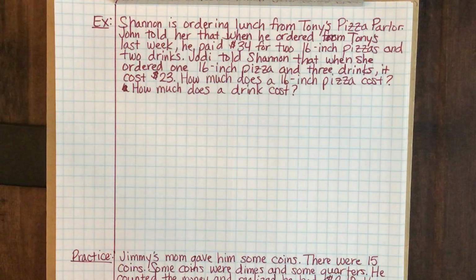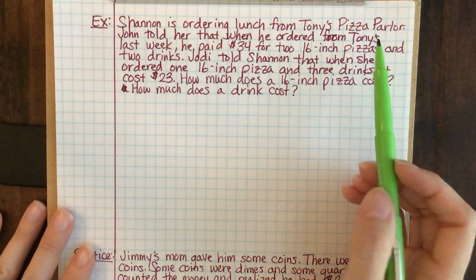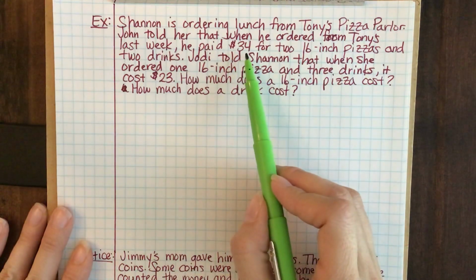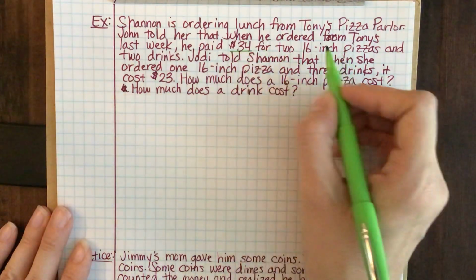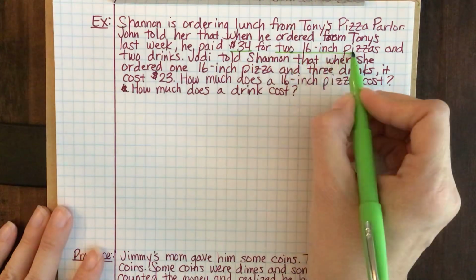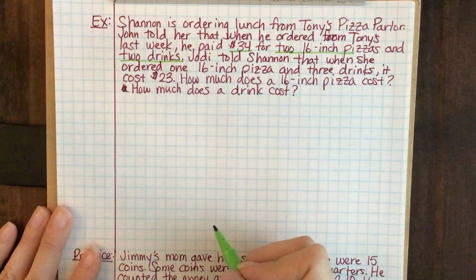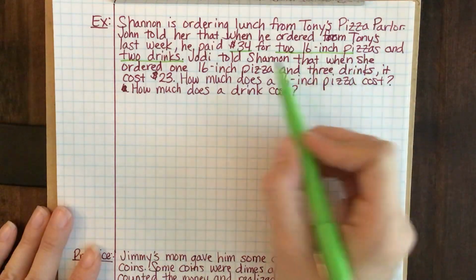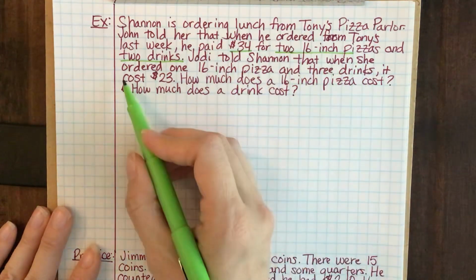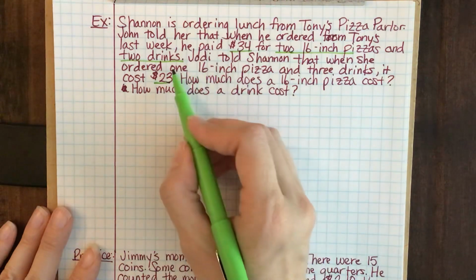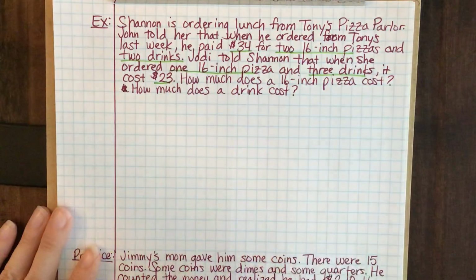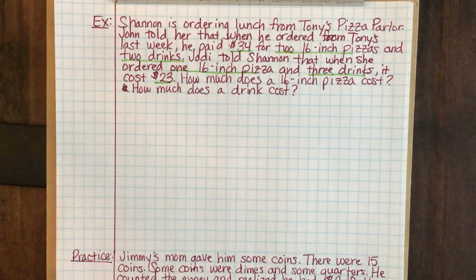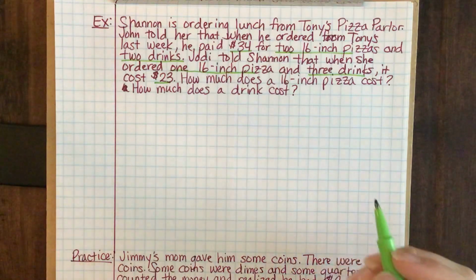Okay, so we have 2 things happening here. We have John's order. He paid $34 for 2 pizzas and 2 drinks. Then we have Shannon, and Shannon paid $23 for 1 16-inch pizza and 3 drinks. And then it says how much does a 16-inch pizza cost and how much does a drink cost?